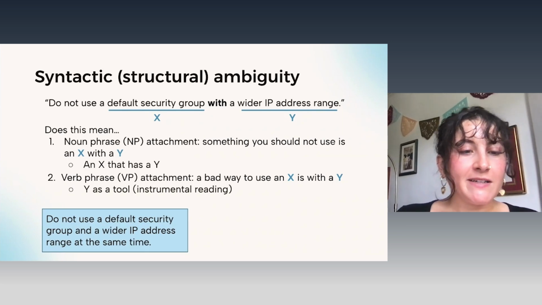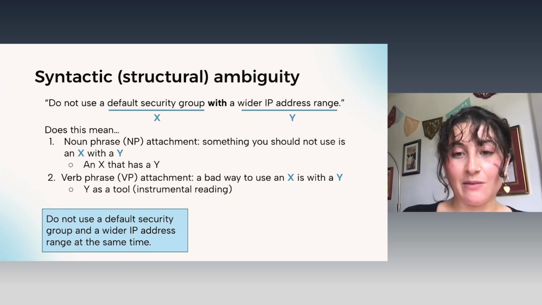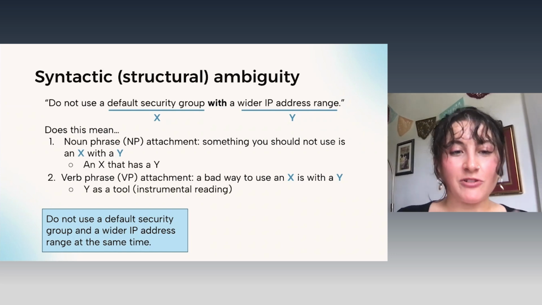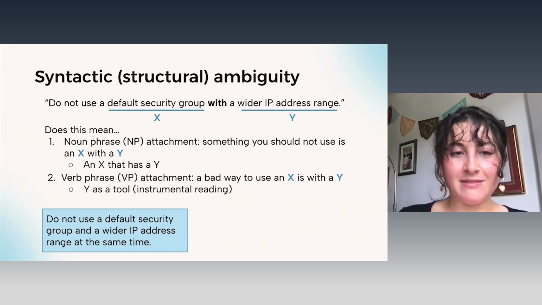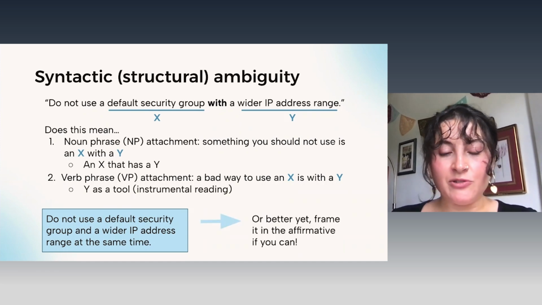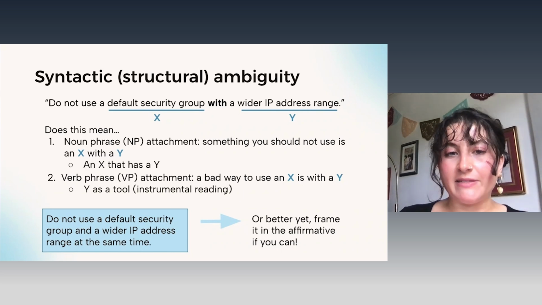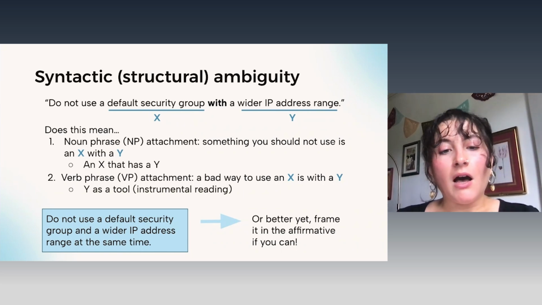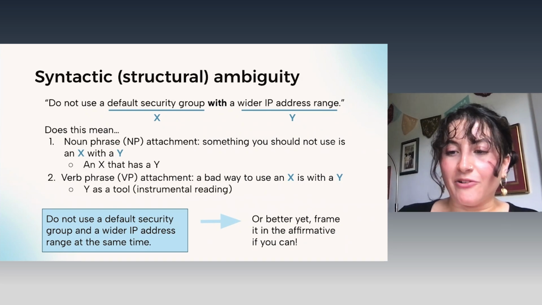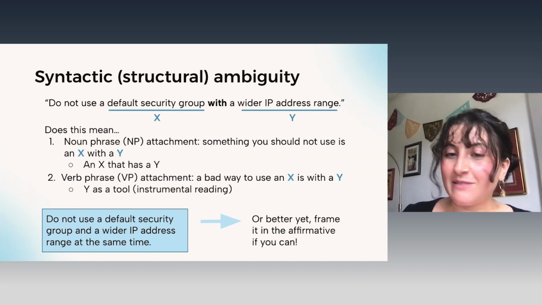So my suggested rewrite is do not use a default security group and a wider IP address range at the same time. So at the same time disambiguates, and it shows that we're talking about you don't want to use these two distinct things at the same time. And better yet, it's always good to frame documentation in the affirmative if you can. So you might notice this phrase is telling a user what not to do. So I don't have the full context of this sentence, but perhaps the writer could also just tell the user what to do instead. So that's sort of semantics.